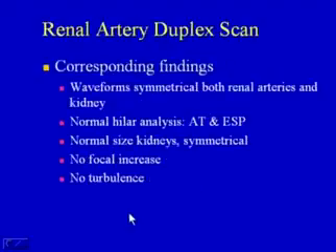Corresponding findings: the waveforms should be symmetrical from both renal arteries and the renal parenchyma. The Hilar analysis, both the acceleration time and early systolic peak, are they present? The kidney size, are they normal and symmetrical? Is there no focal increase in velocity? The waveforms remain uniform and consistent throughout their course, and there's no turbulence.